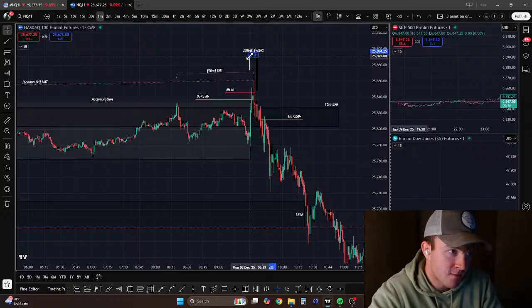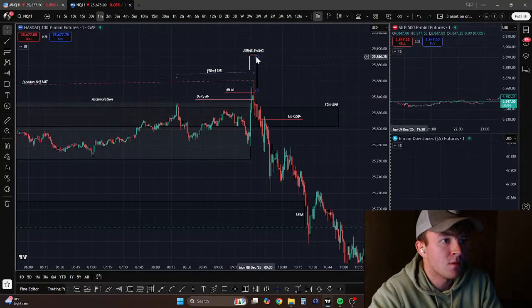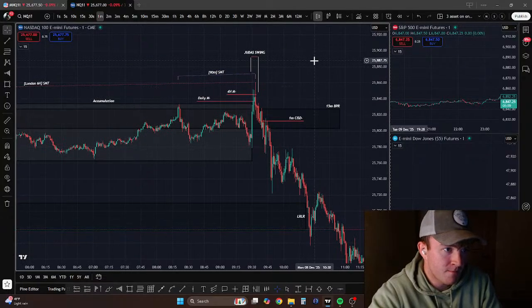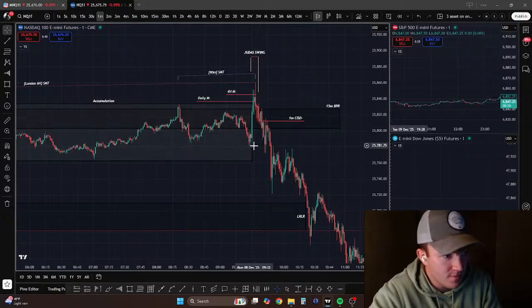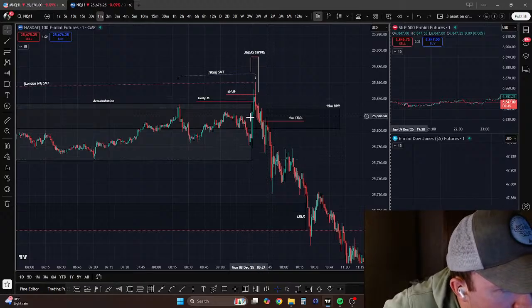That's nice. That is really nice. And then yeah, I like this 1 minute change in state. I'm almost curious if we have a first minute fair value gap. We do, but not until way later actually.